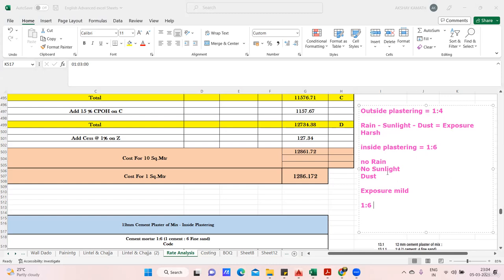The reason is that since there is not much exposure to the rain, not much exposure to the sunlight, and not much dust, we can go with 1 is to 6. So this is why the concept of 1 is to 4 and 1 is to 6 has come into play.